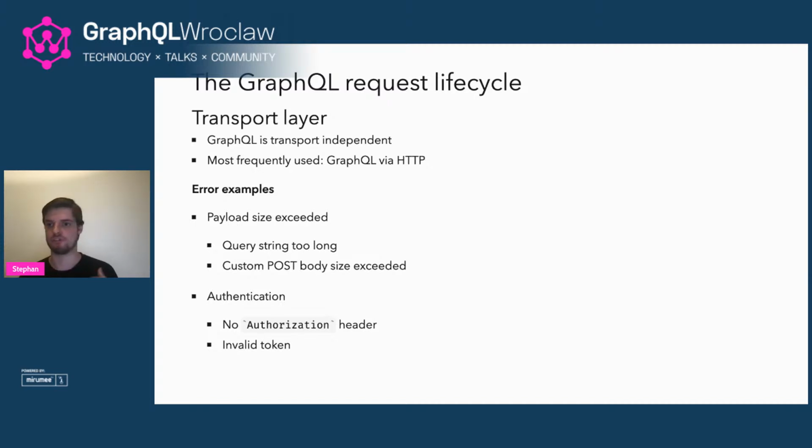You might have some constraints on your request payload size, the query string might get too long. You might have a custom post body size. We have, for example, so that we can guarantee that your request will be cached on the CDN. Those things need to be considered beforehand and might be their own error cases, but you still want them to be formatted in the same way as all your other errors are.